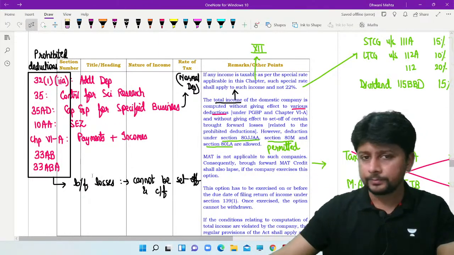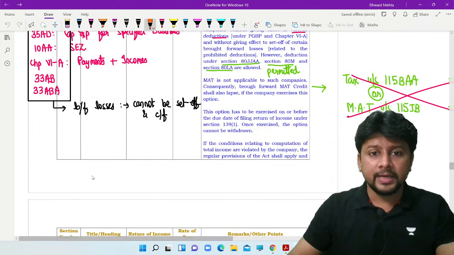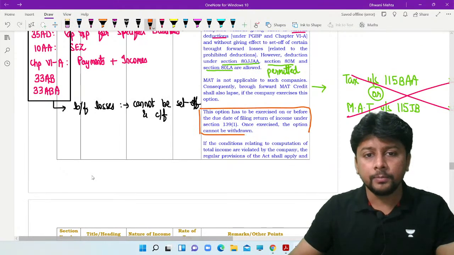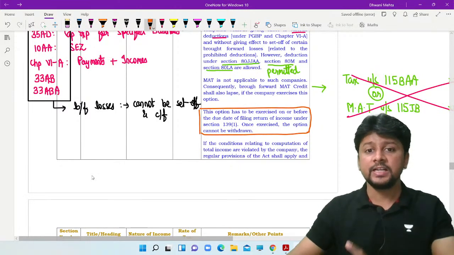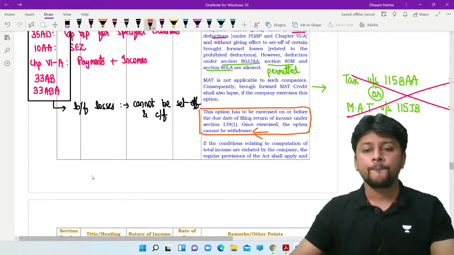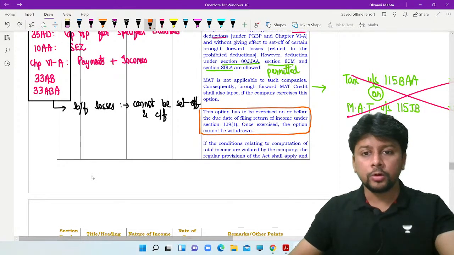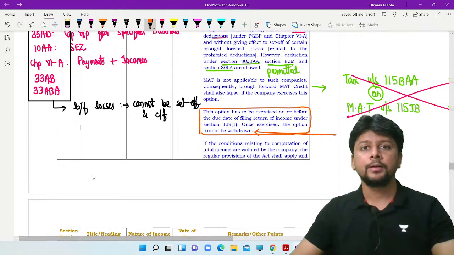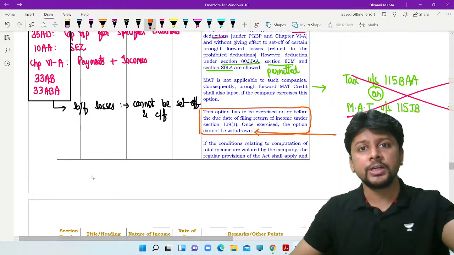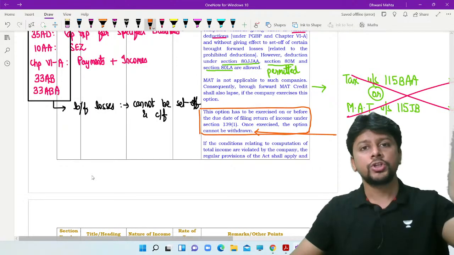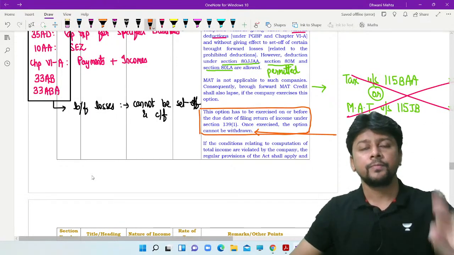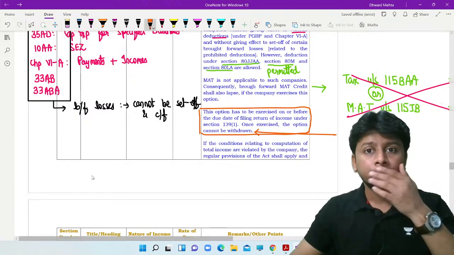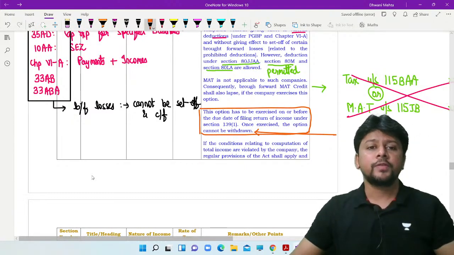This could be a small thing to keep in mind when you give advice, when you decide to opt for this section. This option has to be exercised on or before the due date of filing return. But once the option is exercised, it cannot be withdrawn. That is why I just spoke of those things. So before switching to 115BAA, ensure that all brought forward losses are set off. Ensure that you can set off the brought forward MAT credit if you have any. After that, you can switch to 115BAA.